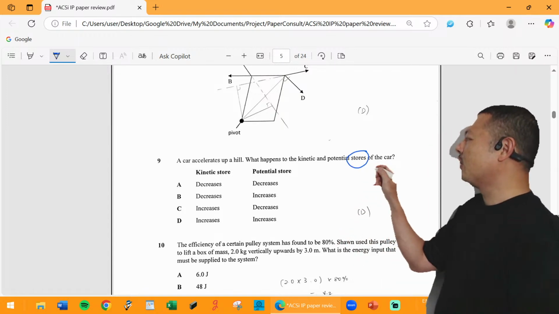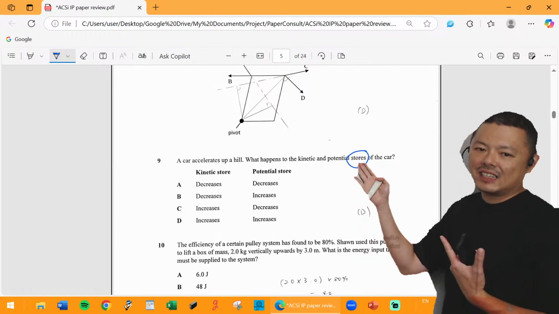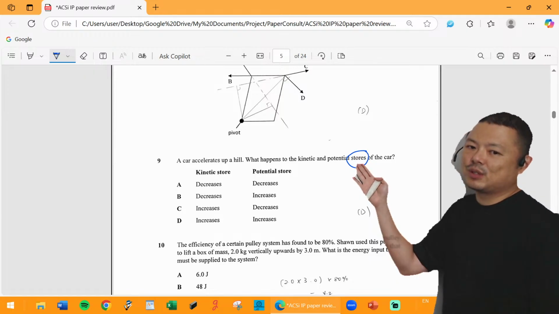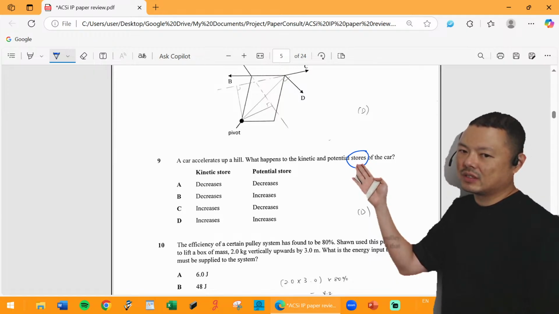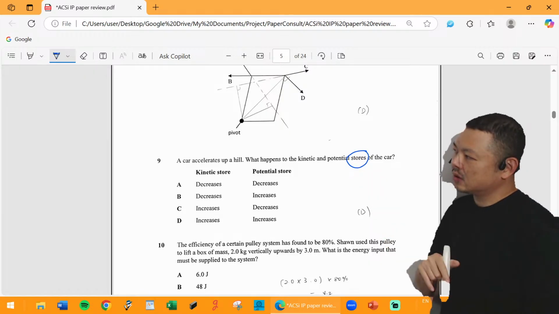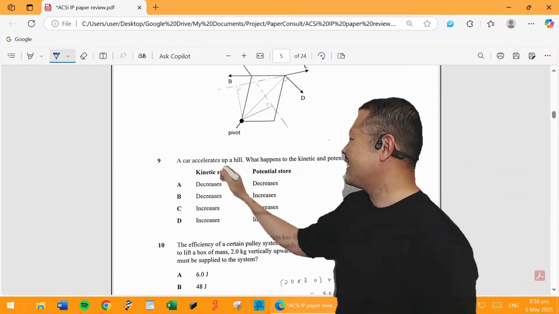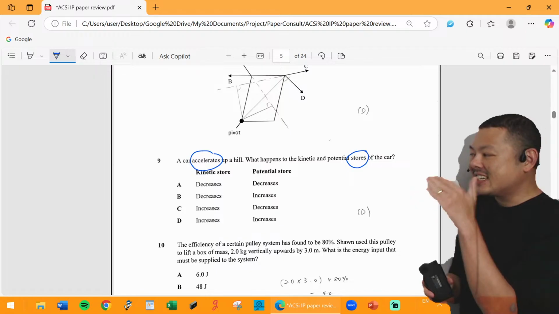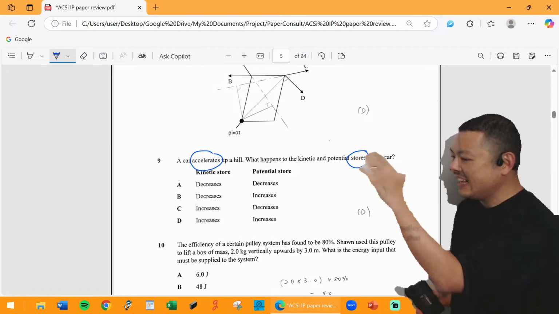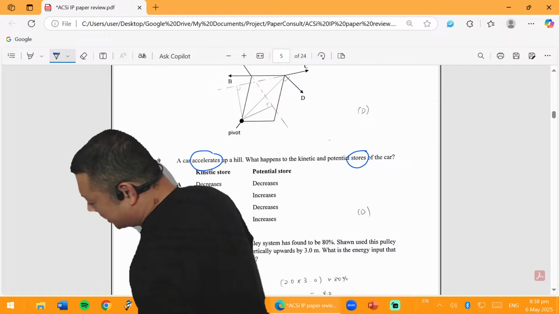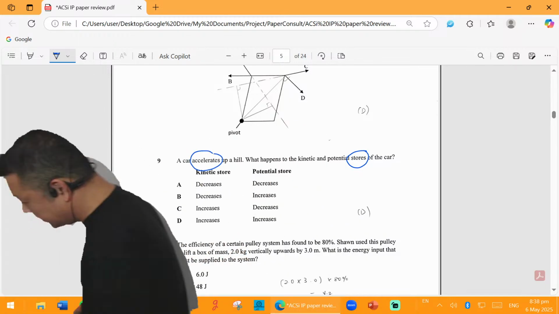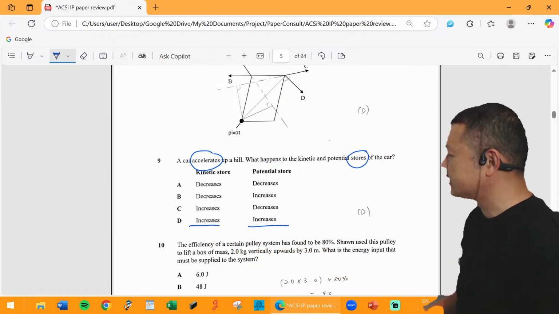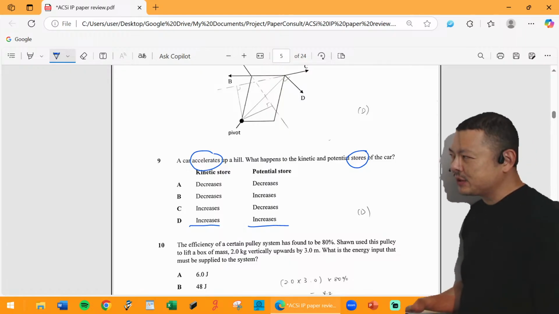Hey, this word lah, stores. So they're on the same page as the O levels. This is the word that the O levels use now. But okay, fine. This one is a bit tricky lah. So this car is driving up the hill and gaining speed because they say it accelerates up the hill. So we say that the kinetic store increased and the potential store also increased. But specifically, what potential store? This one's a bit iffy.